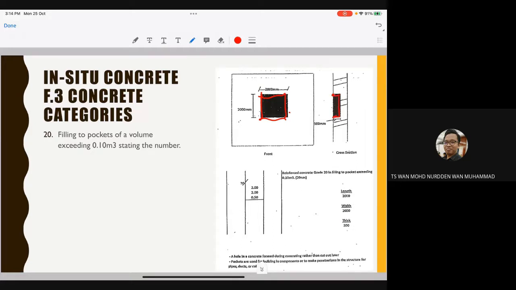Okay. So we fill it back, but with the situation if the volume exceeding 0.1 meter cube. Okay. For example, dia bagi kat sini kan, reinforced concrete grade 20 in filling to pocket exceeding 0.1 meter cube. There are 20 numbers lah. Okay, altogether lah. So there are 20 numbers, 2, 2 and 0.5. This is the size lah. 2 meter besar, 2 meter ni besar lah.